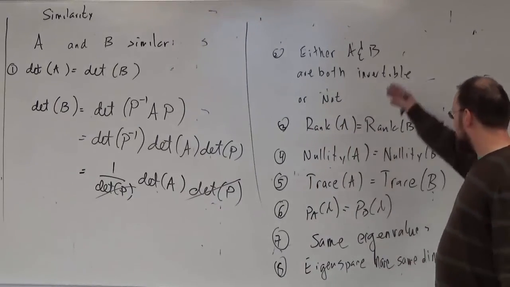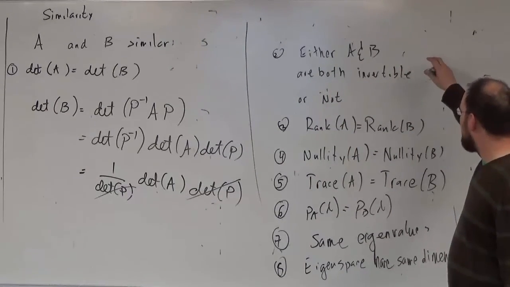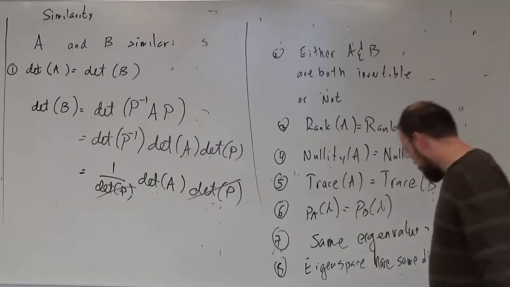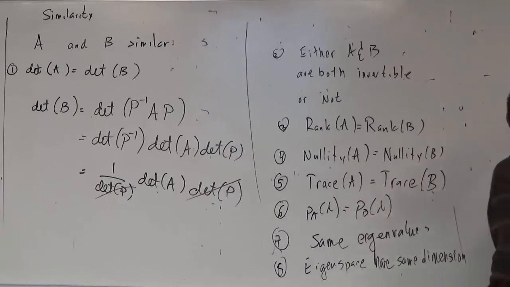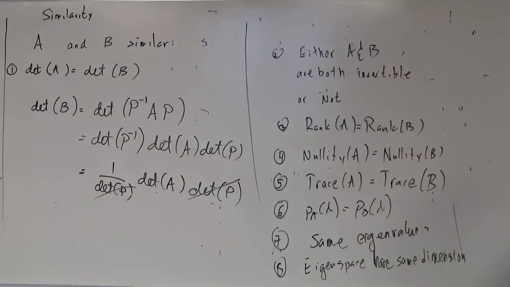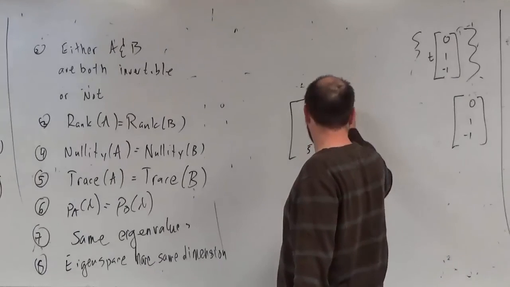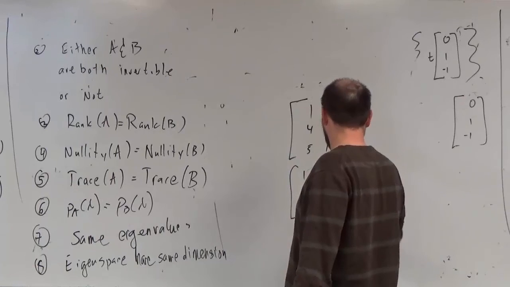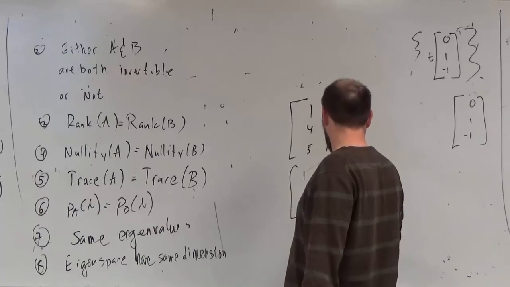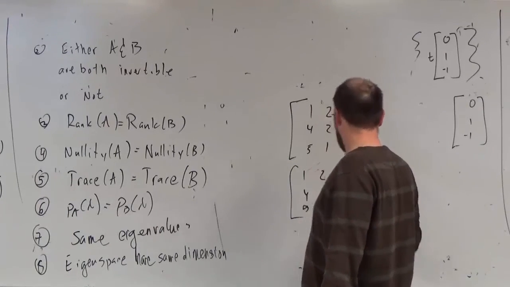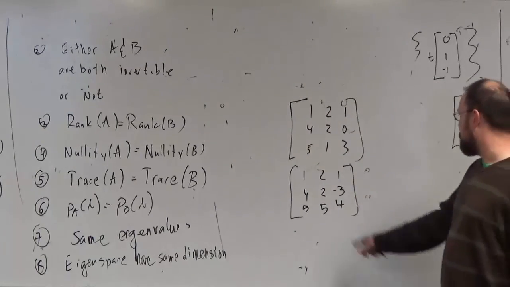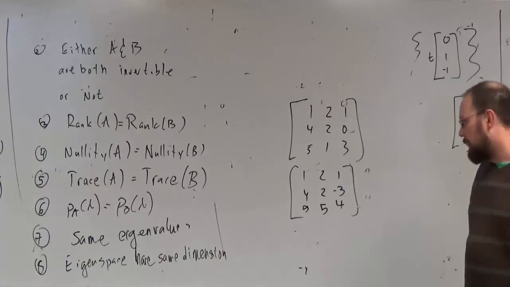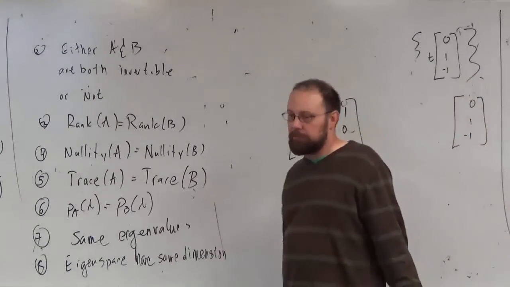But if you can say this about two matrices, you're not guaranteed that they're similar. So for example, is it possible that these matrices are similar? Well, the easiest thing to do is just to realize that the trace of this matrix is 6, the trace of this matrix is 7. If they were similar, then they would have the same traces.